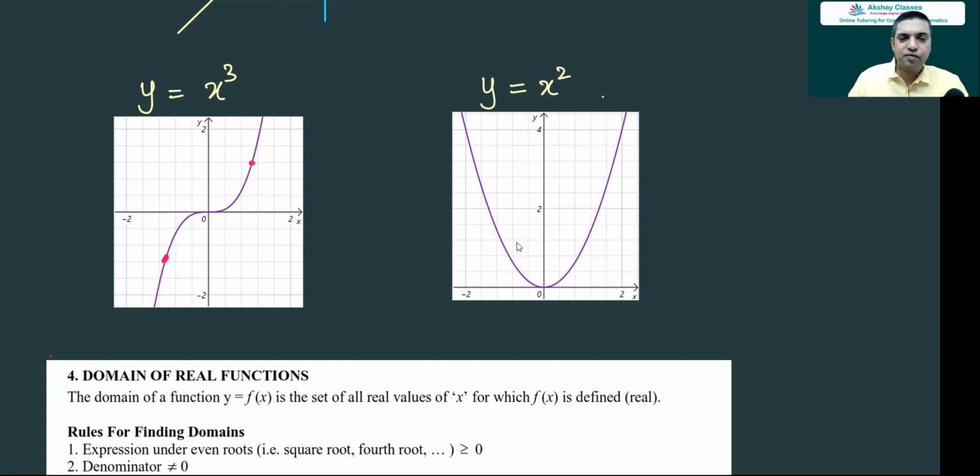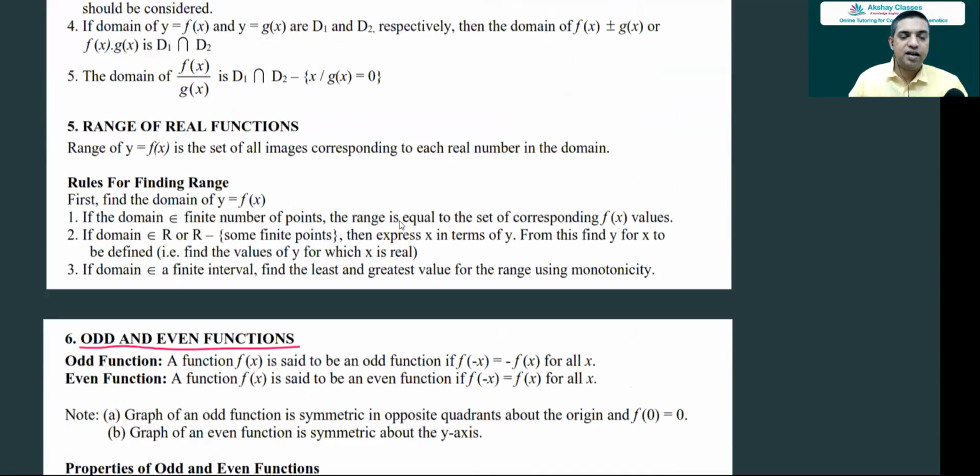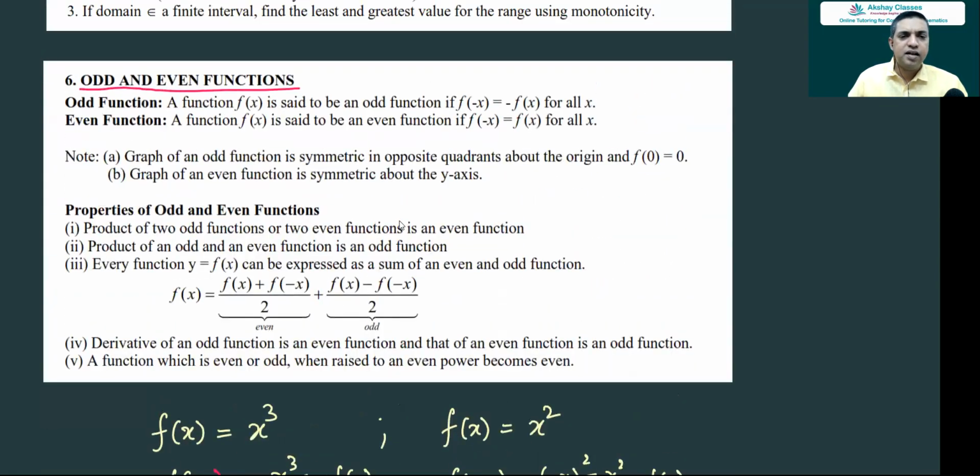Whereas for even functions, the graph will be symmetric about the y-axis. That is how an odd and even function looks. And important, any function can be written as a sum of even and odd function.